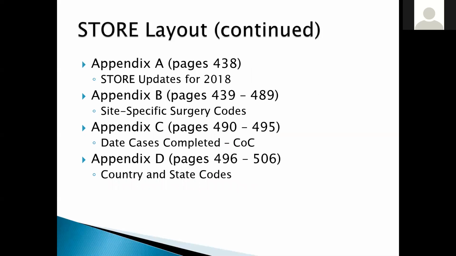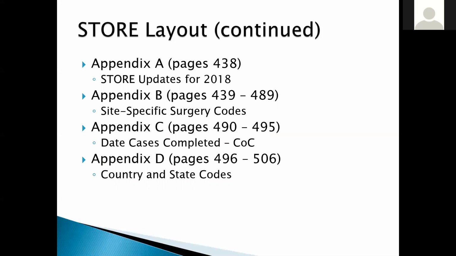Appendix A is the section that will list all the revisions and updates made to the store manual as long as it is in use. Since the manual is only in its first year of use, the appendix is very short right now.